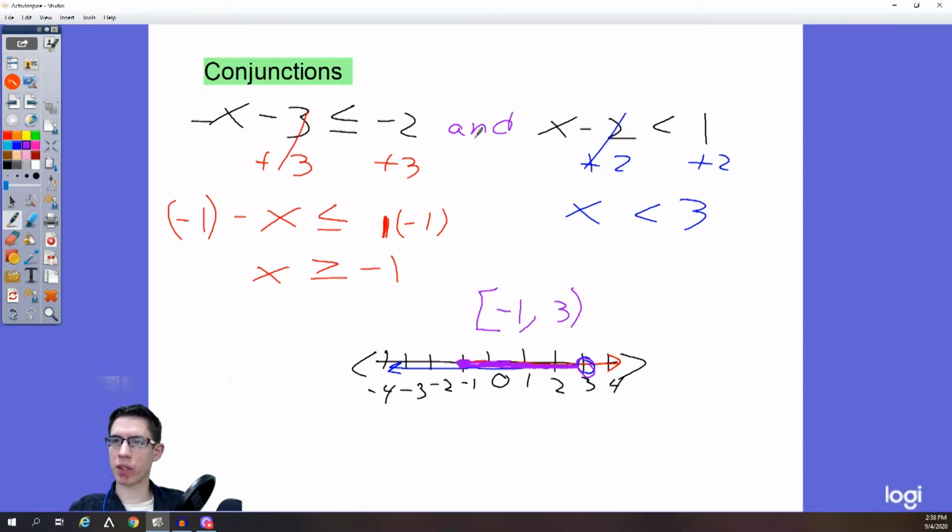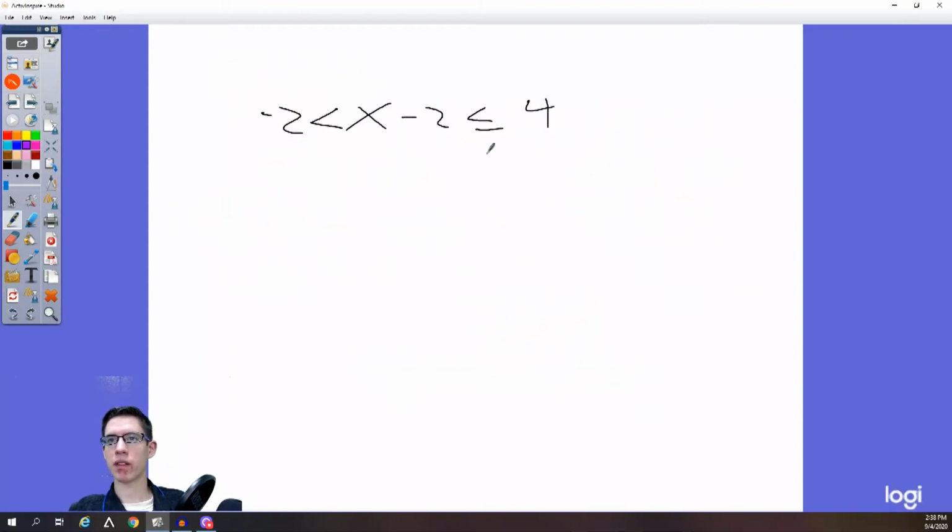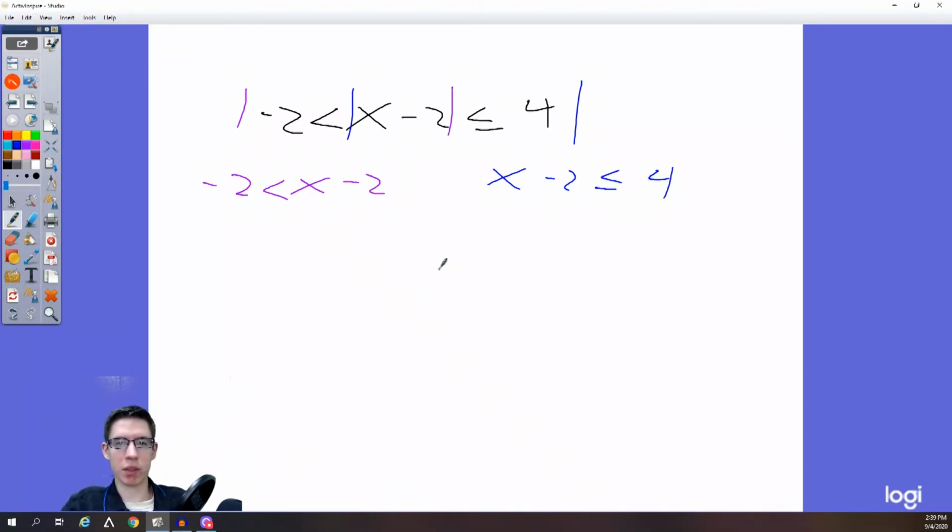Now, sometimes you'll see conjunctions written with the word and in the middle. Sometimes you'll see conjunctions written as if they are one statement, like this. And the way we deal with this is we will literally segment our statement into two inequalities, just like we did in the last problem. We might say negative 2 less than x minus 2, and then we might say x minus 2 less than or equal to 4. And then we solve, right? We just do the thing we know to do to solve our inequality.